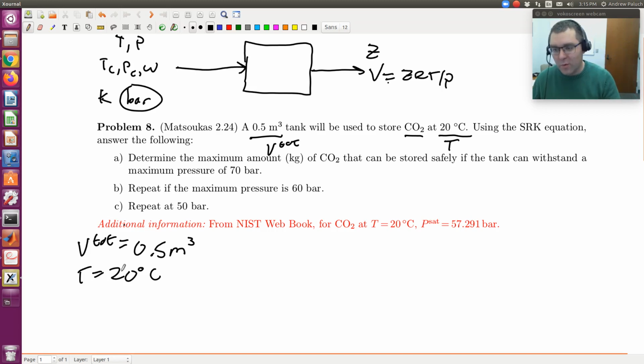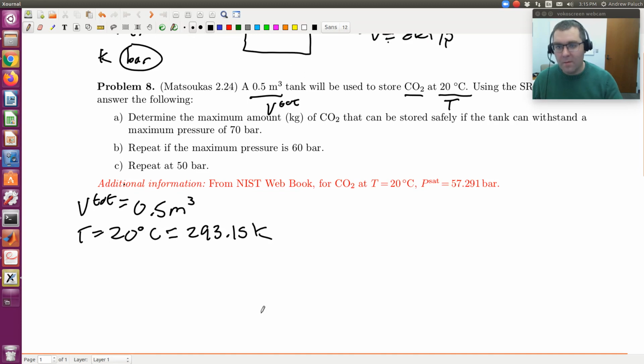Okay, so this temperature of 20 degrees C, I'm going to convert to 293.15 Kelvin. Remember, just add 273.15. All right, and then when I think about part A, we're told that my pressure is equal to 70 bars. Okay, cool. So we already have the desired unit of pressure. So in A, we want to solve for the mass of CO2 that could be stored, or essentially the moles, which we can convert to mass.